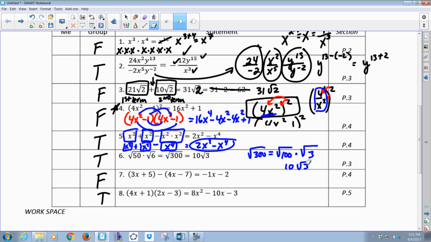So when you see a problem like this, you want to multiply the 50 times the 6, put it under one radical, in this case the square root, and then start all over again as I did here with the square root of 100 times the square root of 3. The square root of 100 is 10, so your answer is 10 times the square root of 3.